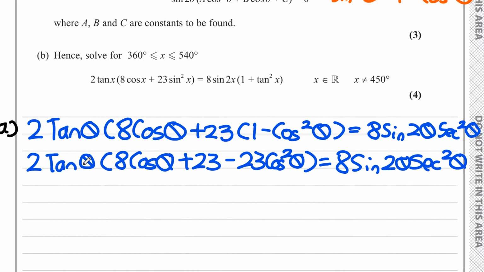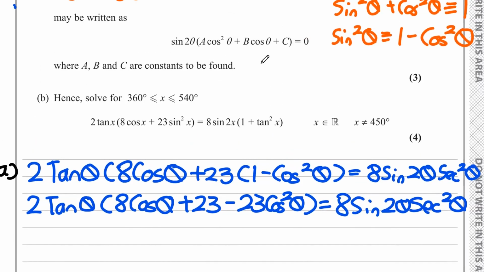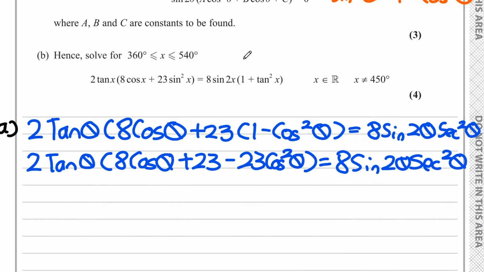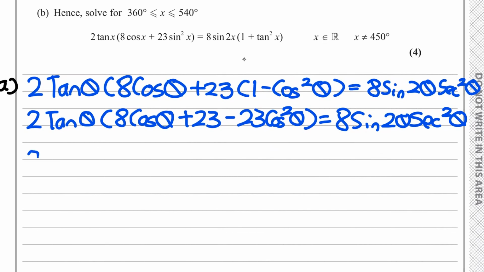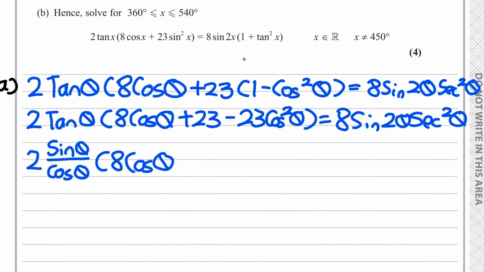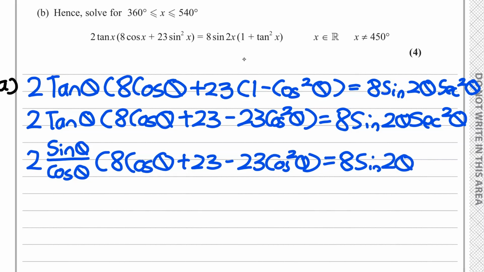Now we don't want tan theta or sec theta in our final answer here, so let's write this as 2, and then tan theta we can write as sin theta over cos theta, and then this is still going to be this 8 cos theta plus 23 minus 23 cos squared theta, and this is equal to 8 sin 2 theta, and then rather than this sec squared theta, let's write this as cos squared theta under 1 like this here.